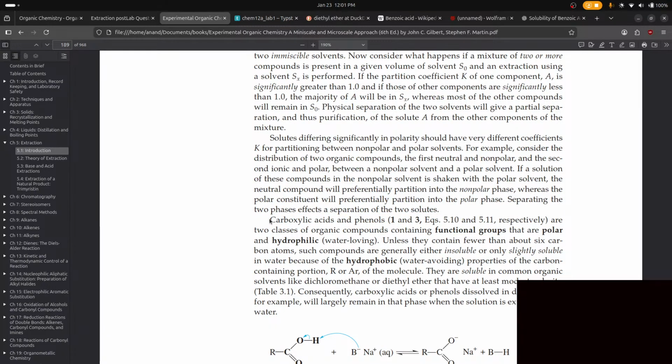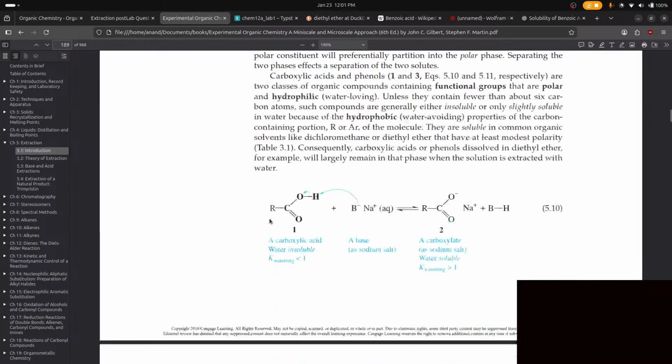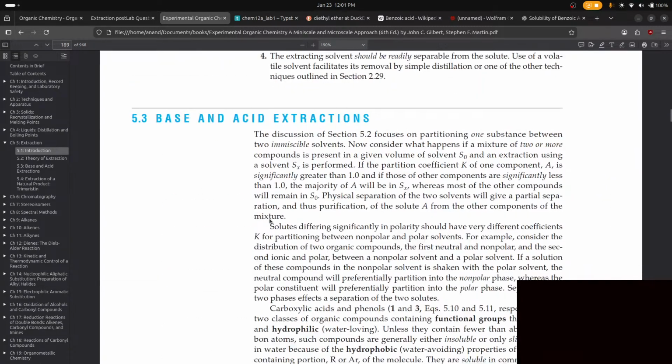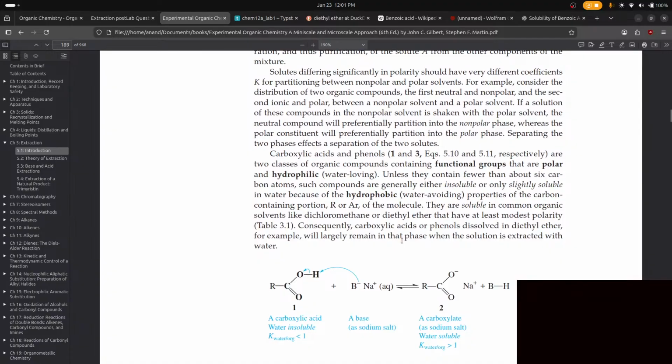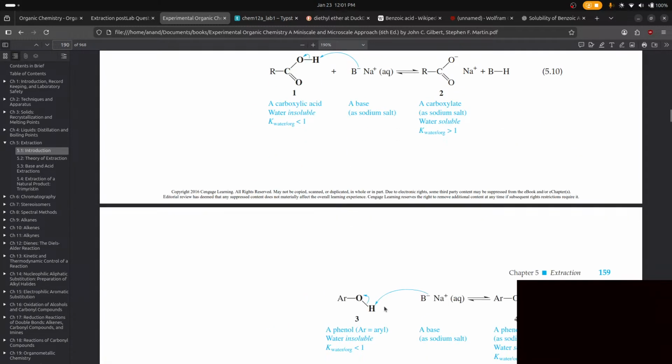Okay. Carboxylic acids and phenols. Where's 1 and 3? What? Oh, carboxylic acid and phenols.